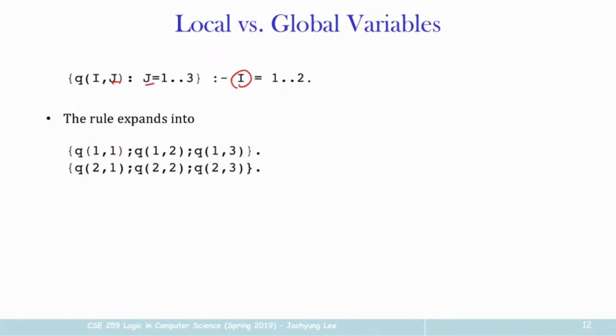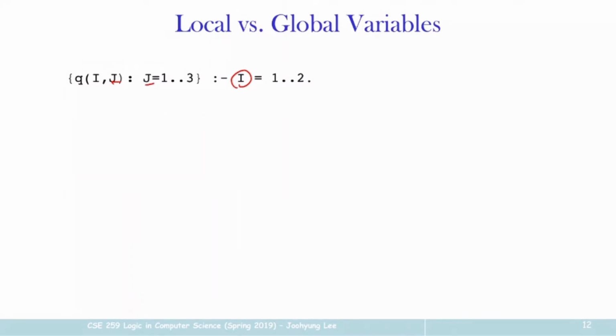So what happens here is the I makes the rule expanded. So actually, let me just write step by step. Okay. So when you see this global variable, it will first generate multiple rules. Remember, the global variable generates multiple rules based on the instances. So if I equals 1, this will give 1 comma j. Don't touch the local variable yet. So you have this one.